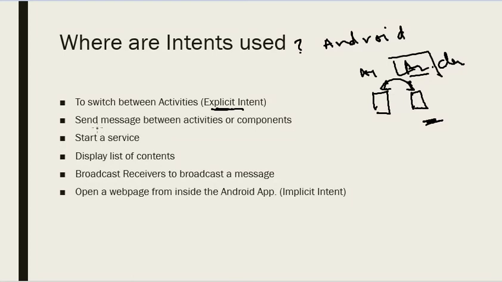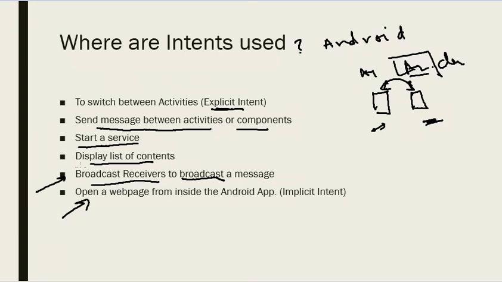So to switch between the activities, you use intents. The second is when you want to send a message between the activities or components. Of course, they can be any other components. If you want to send any message in any object form, string, integers, whatever, and objects, from A1 to A2 activity, you need an intent. Intents are also used to start a service or a background service, whatever. They are also used to display a list of contents. And intents are also used to send broadcast intents to the intended broadcast receivers.